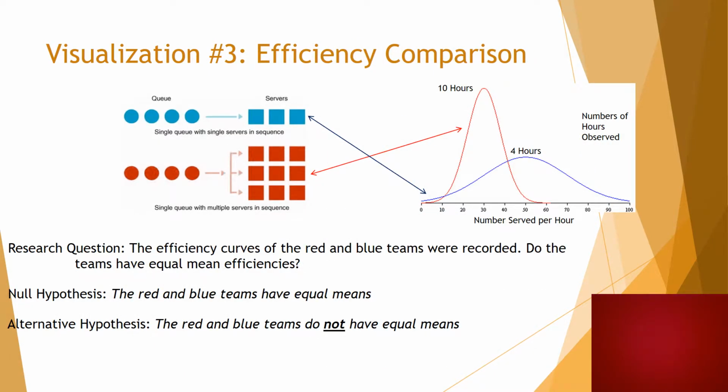Visualization number 3, efficiency comparison. Research question. The efficiency curves of the red and blue teams were recorded. Do the teams have equal mean efficiencies? So the null hypothesis states that the red and blue teams have equal means. The alternative hypothesis states that the red and blue teams do not have equal means.